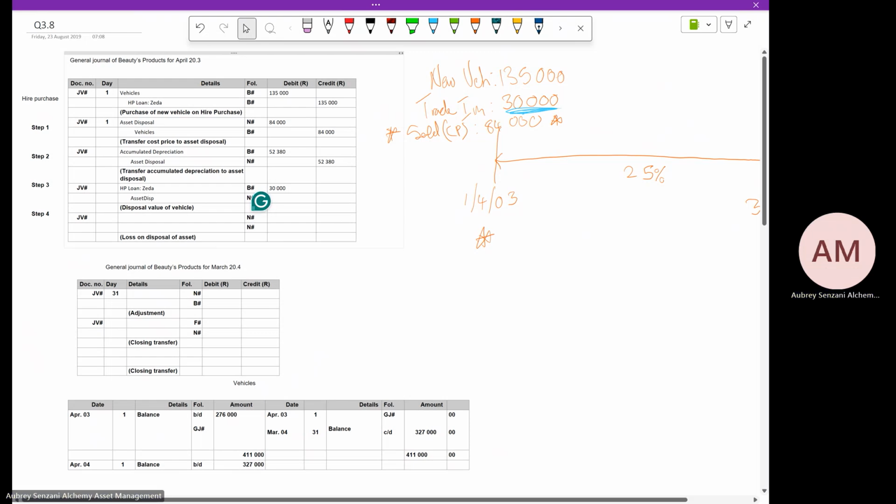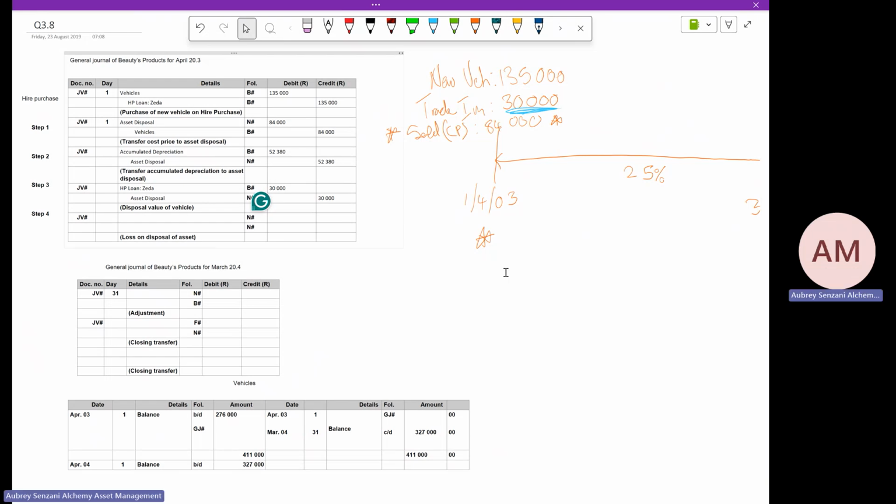Disposal. Okay, and that also is then 30,000. Okay, right. We are moving. But now we must also establish: did we make a profit or a loss on the sale of this asset?